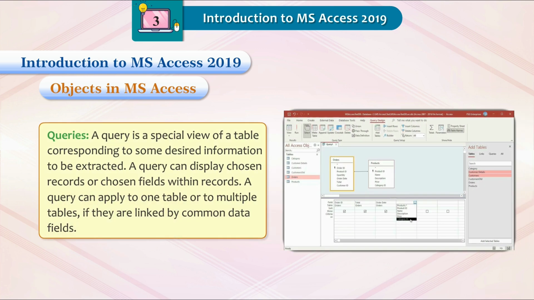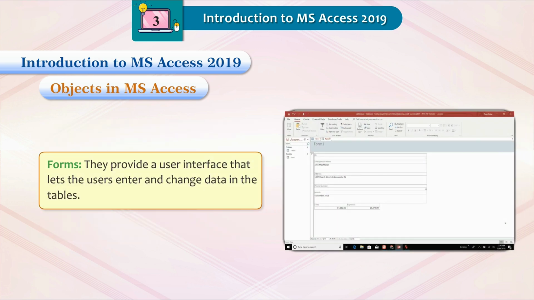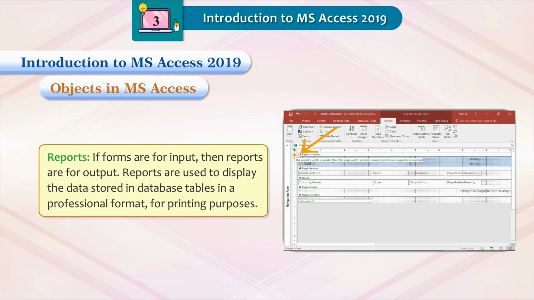Queries. A query is a special view of a table corresponding to some desired information to be extracted. A query can display chosen records or chosen fields within records. A query can apply to one table or to multiple tables if they are linked by common data fields. Forms. They provide a user interface that lets the users enter and change data in the tables. Reports. If forms are for input, then reports are for output. Reports are used to display the data stored in database tables in a professional format for printing purposes.